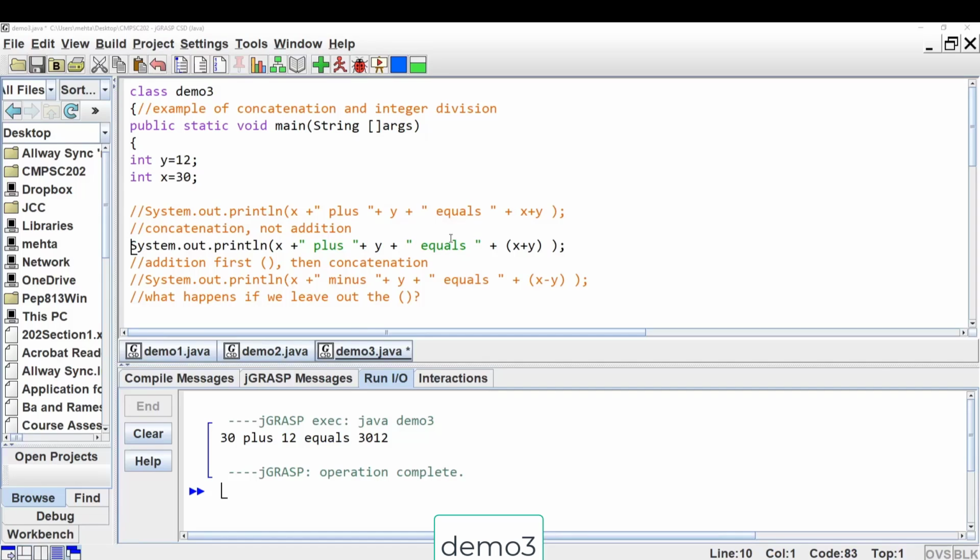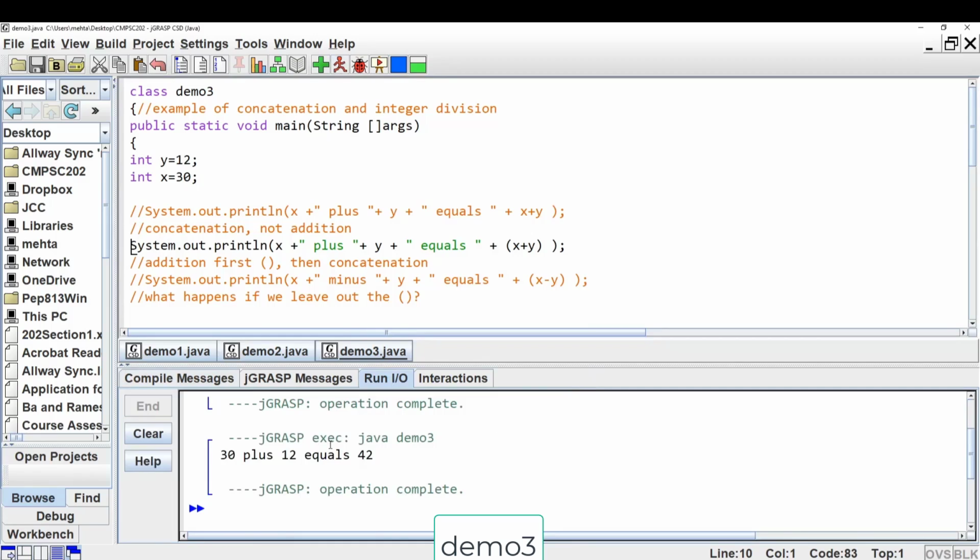So on this line, it's almost the same, except we put the x plus y in parentheses. And you'll remember from your math, anything done in parentheses is done first. So this x plus y, which is addition, will be done before that plus, which is concatenation. So now we're expecting to see x plus y equals 42. And there we go. 30 plus 12 equals 42. So it did the addition first before it did the concatenation.